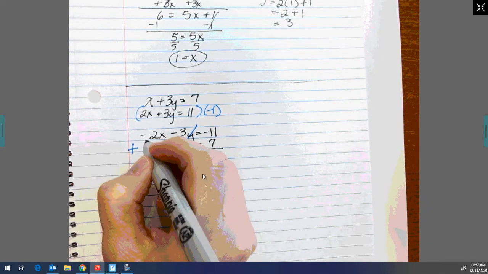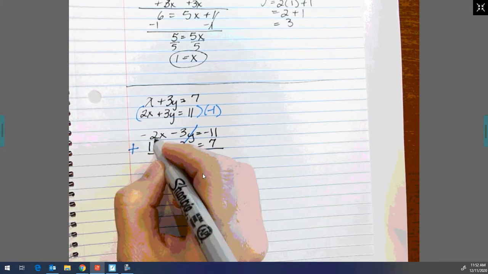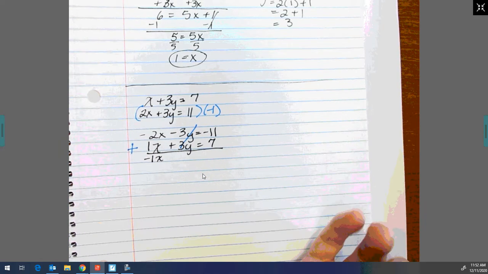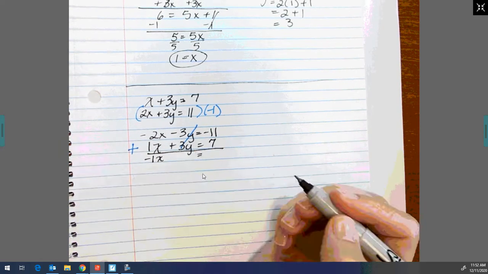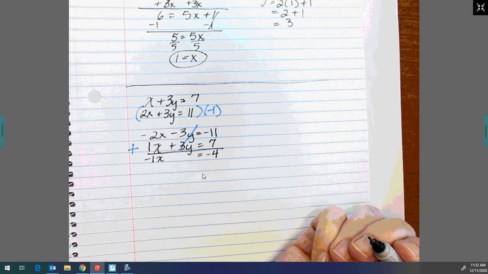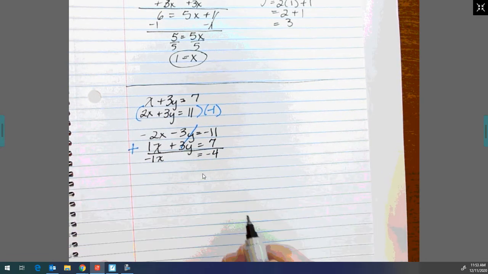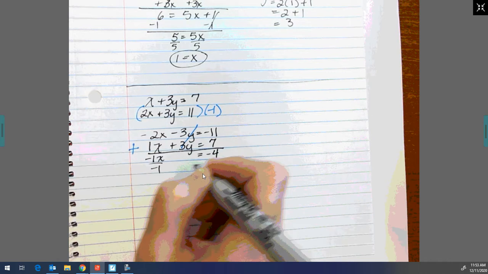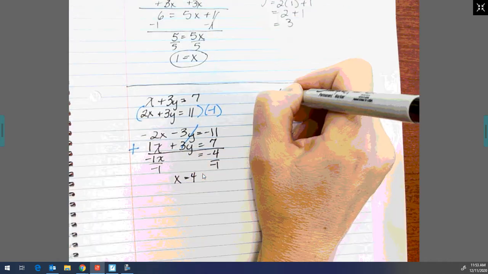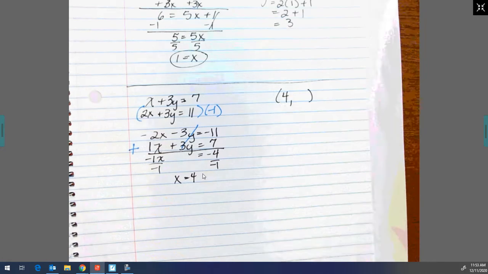And then I add these together. Remember there's a 1 there. Signs are different, so I subtract and keep the sign of the larger. That's 0, so I don't write it. Negative 11 plus 7 is negative 4. And then dividing both sides by negative 1, I get x equals 4. First half of my answer.